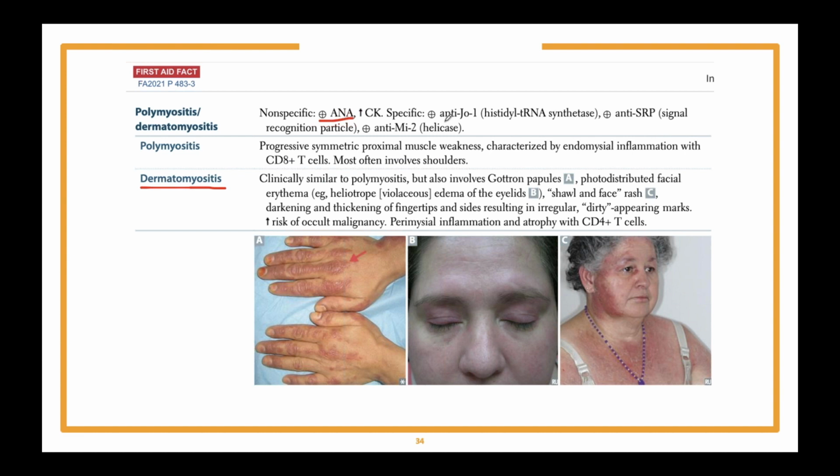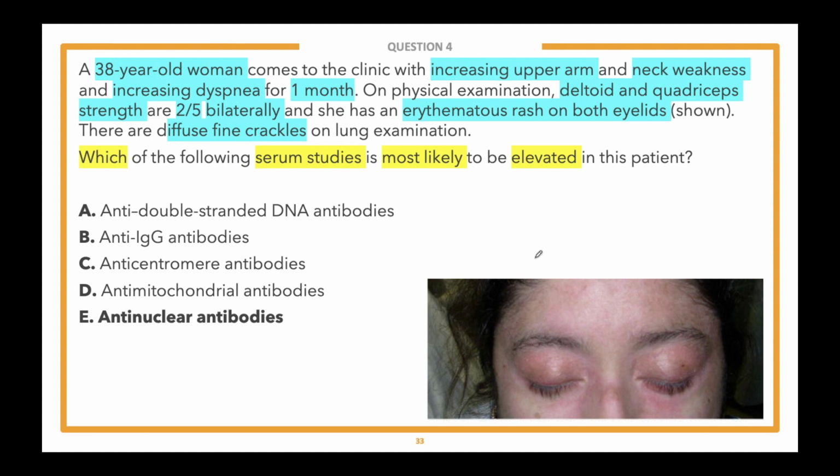Let's go back to the vignette, take a look at the other answer choices, and talk about what those conditions are. Anti-mitochondrial antibodies, that's something you would see with primary biliary cirrhosis, so more of a GI issue. Anti-centromere antibodies, this is something you could see in systemic sclerosis. But keep in mind there would be other cutaneous findings of that, especially if it's the limited form: calcinosis cutis, Raynaud's phenomenon, telangiectasias, to name a few.